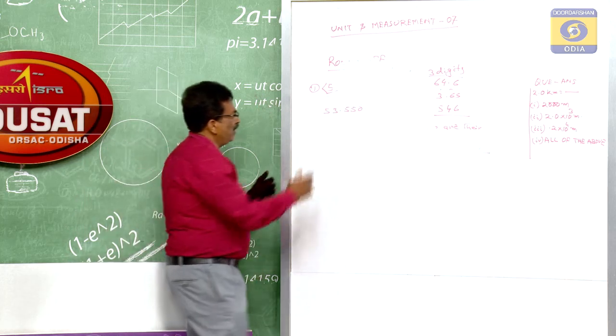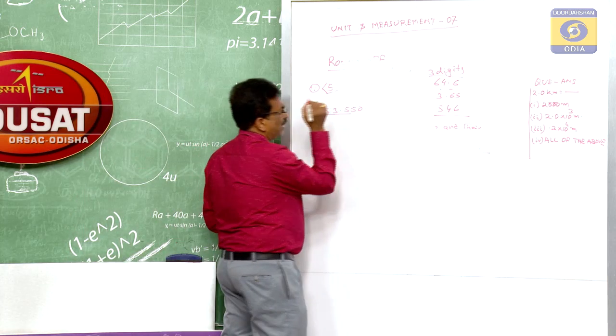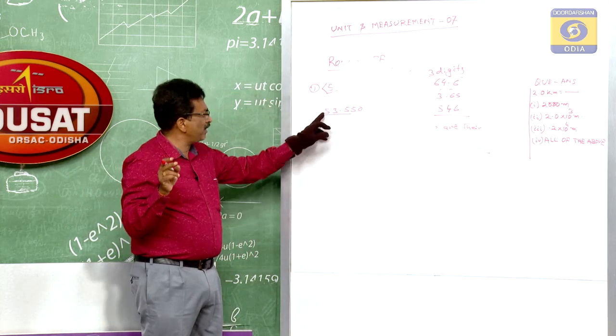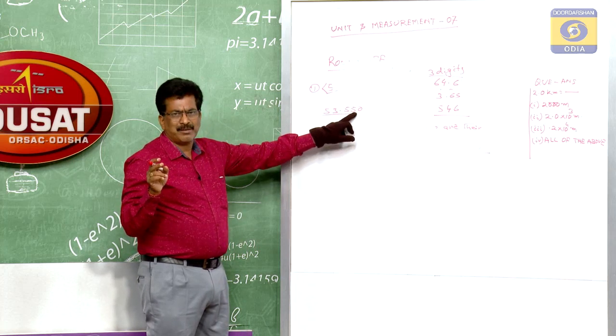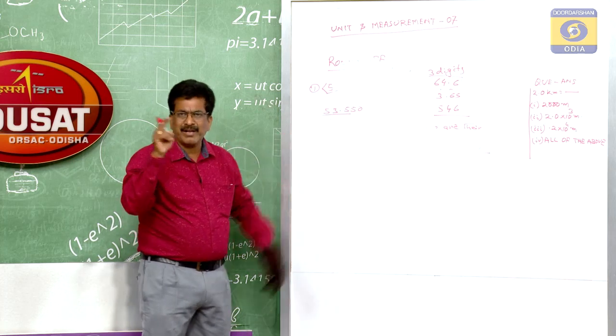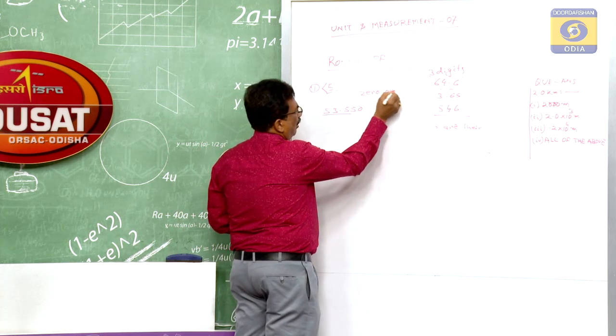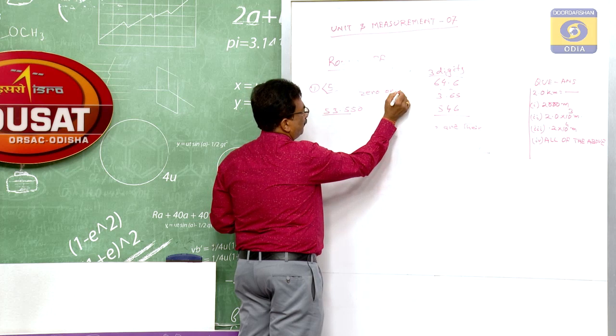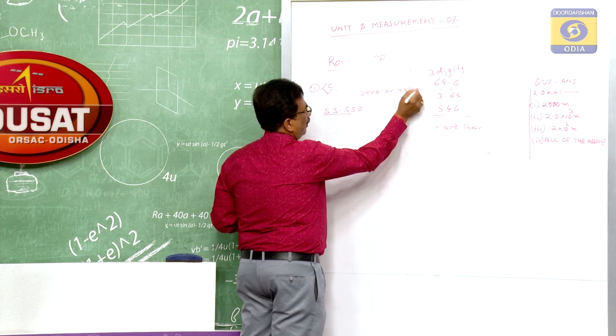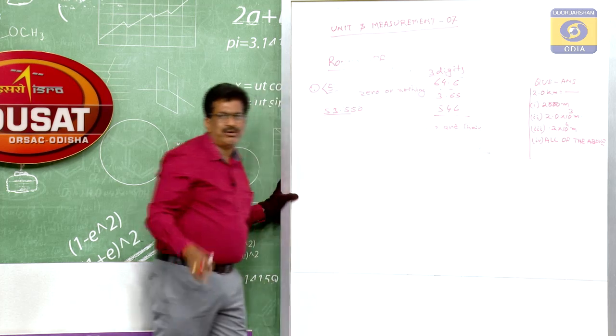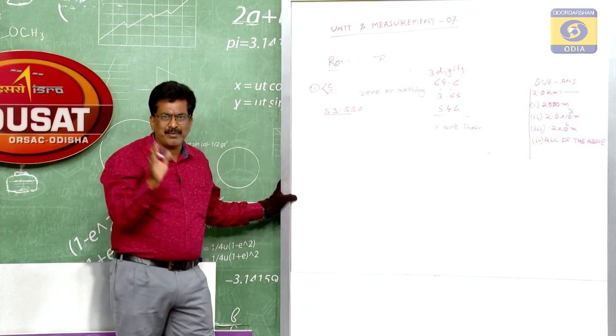53.550. Then what will happen? You are going for the 3 significant figures. For the 3 significant figures up to this, then it is the 5, then 5 followed by the 0. Means when it is followed by 0 or anything or nothing, then what will happen?